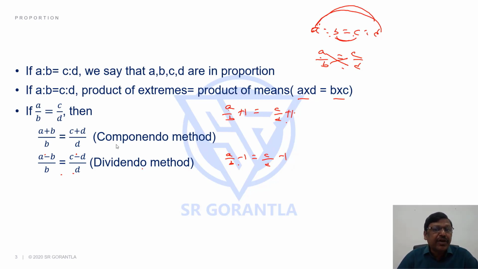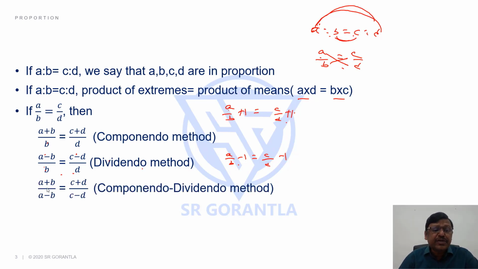And now that we know componendo method and dividendo method, the combination of these two is the componendo dividendo method. If I write first one by second one, B gets cancelled, and D gets cancelled. We'll have A plus B by A minus B equals C plus D by C minus D. This is called componendo dividendo method. Very useful approach in simplifying especially some of those algebraic equations.